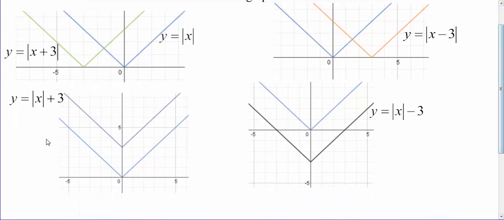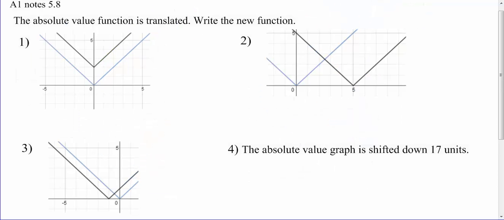When you do a plus or minus 3 after the grouping, outside the absolute value bars, like you see here, y equals the absolute value of x plus 3, that moves the graph up, where absolute value of x minus 3 shifts the graph down. On these next 4 problems, we've actually got transformations already done. We're going to work backwards and actually write the function.